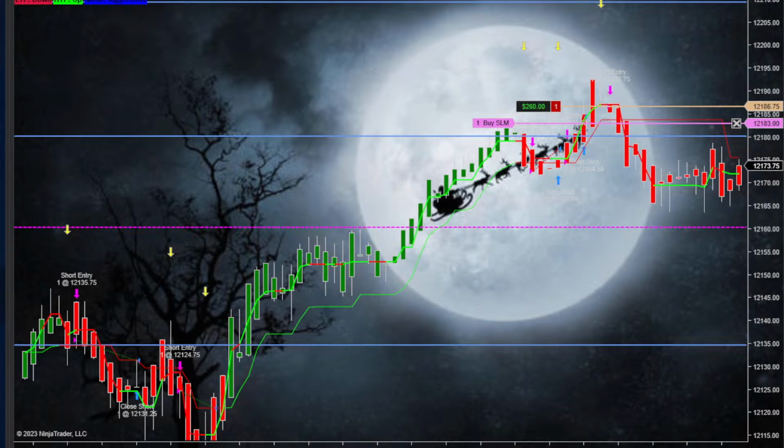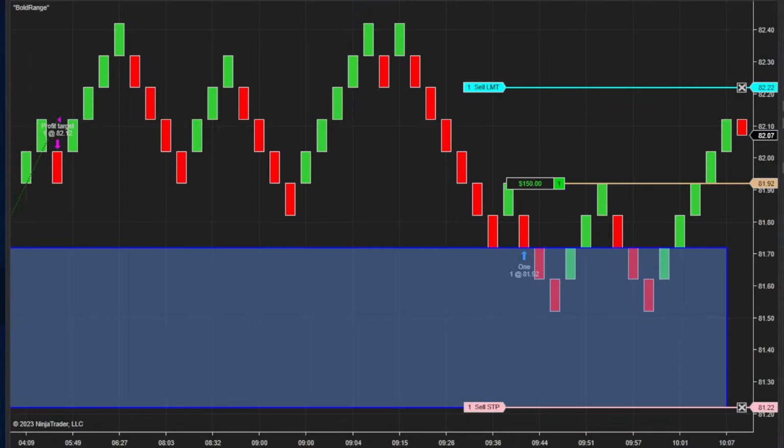Oil's still green on this long, $150. I'm just kind of going back and forth. Here's oil. I got to get up to 82.22.